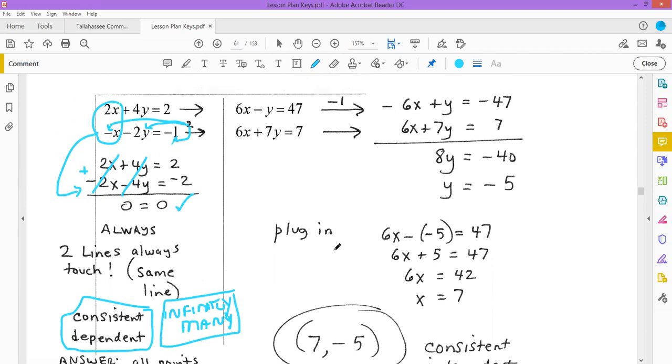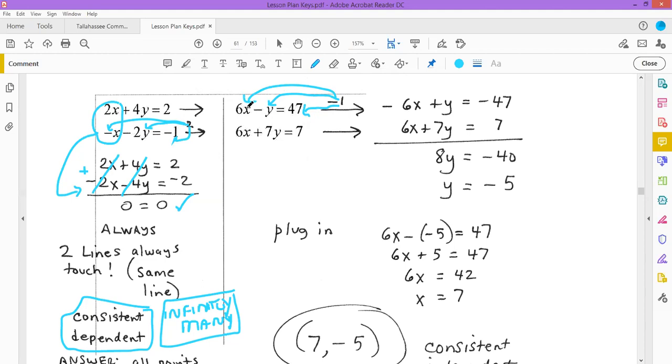In the next example, we see 6x minus y equals 47, and 6x plus 7y equals 7. So our x terms, we have the same number, 6x, but we don't have opposite signs. So in order for these x terms to eliminate, we have to multiply everything in one of the equations, which is the top equation, by negative 1.